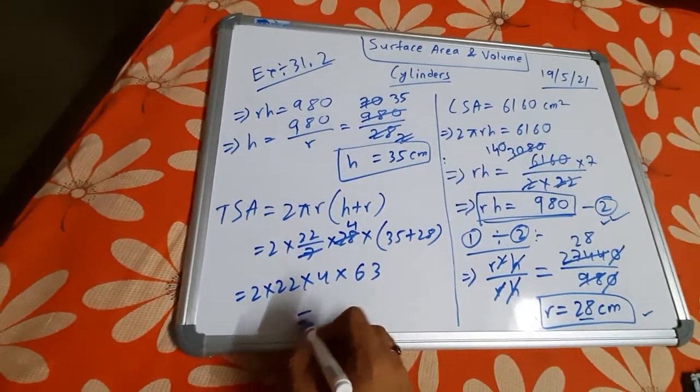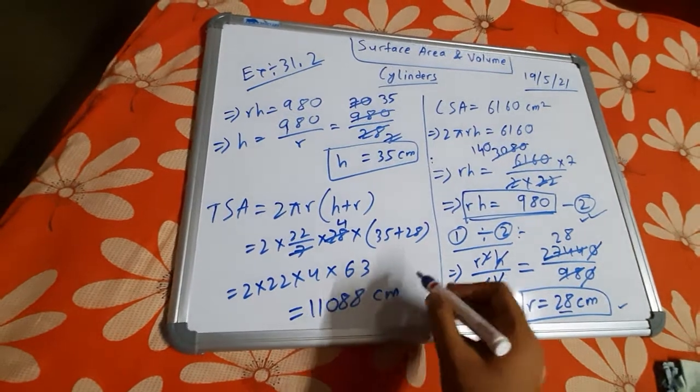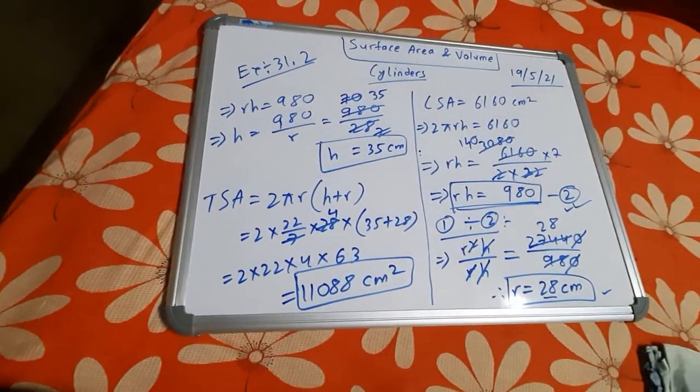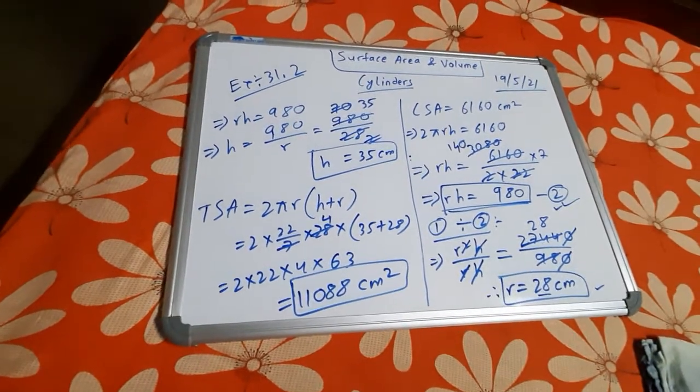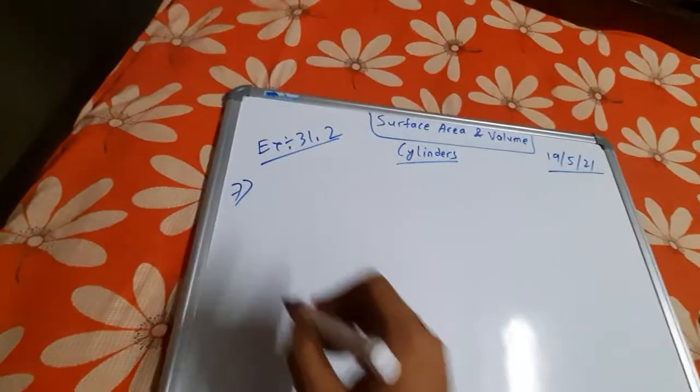So what I am getting is actually 11088 cm square. This is the total surface area that I am getting. Okay, so that's how we will do the sum. Let me take one more sum, then we will end.